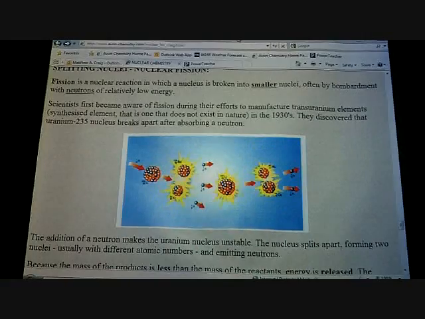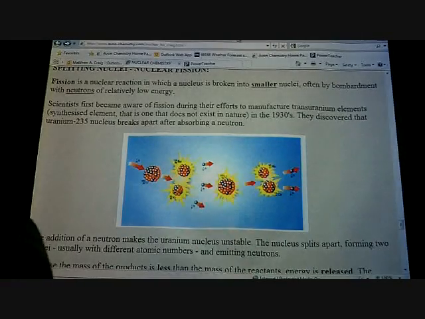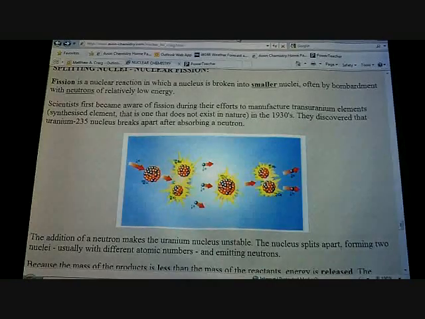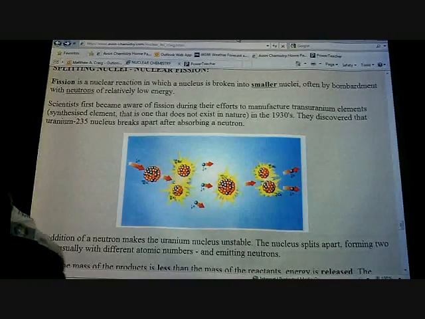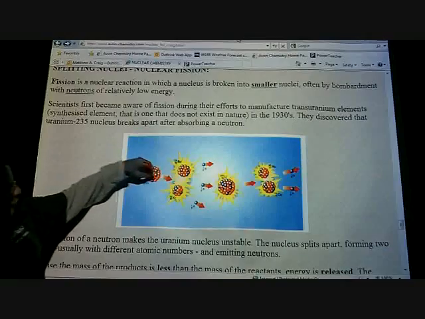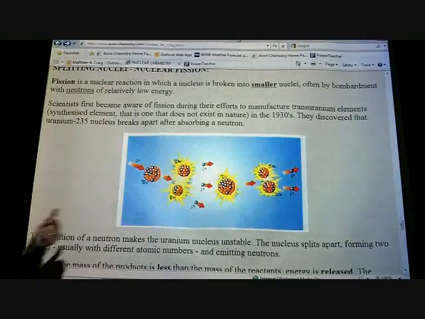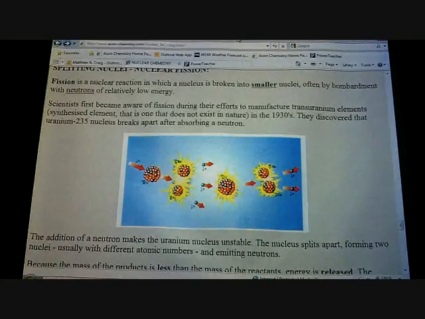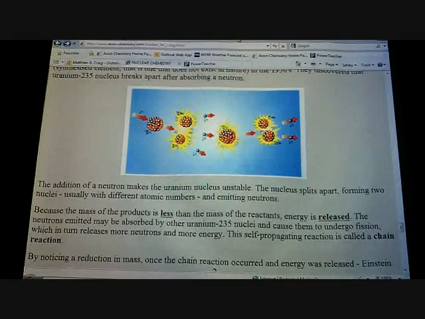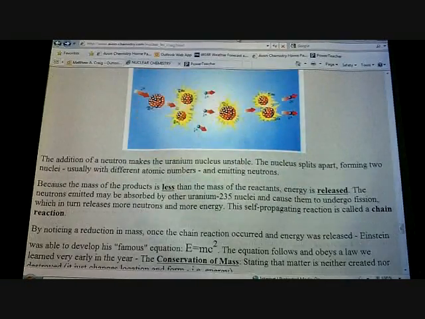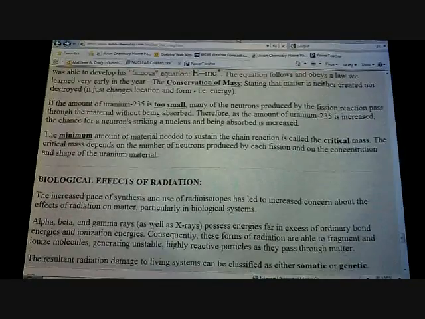Here's a graphic just demonstrating a chain reaction. You're not going to have to know how a chain reaction takes place, but do realize that once one atom is split, it releases other particles which slam into other things, and this takes place very, very quickly. Once you get a nuclear reaction going, it won't stop until it finishes all the material. Okay, go ahead and get biological effects of radiation.